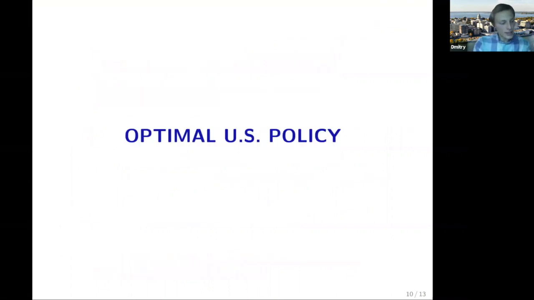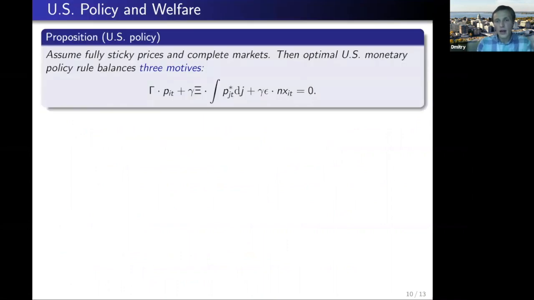Okay, so lastly, I guess I have 10 minutes, right? So let me talk about the optimal policy in the US. Here it turns out that the optimal policy of the US cannot be summarized in terms of one simple sufficient statistic. So we need to adopt a completely different approach. What we do instead is impose more structure. We assume that asset markets are complete and that prices are fully sticky. And then we derive one equilibrium optimality condition, which summarizes three motives of US monetary policy.